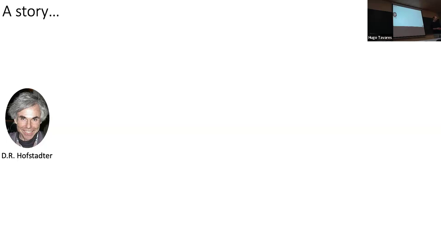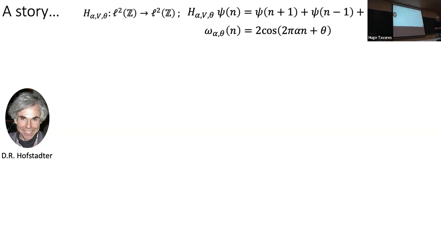as part of his PhD project, he got from his supervisor the mission to study this operator. So what is it? H alpha B theta is an operator from functions ℓ2 of Z to ℓ2 of Z. When it acts on a function on Z, it returns the sum of neighbors. This is called the adjacency operator, plus a potential, also called a diagonal operator, which is given in the following sense.